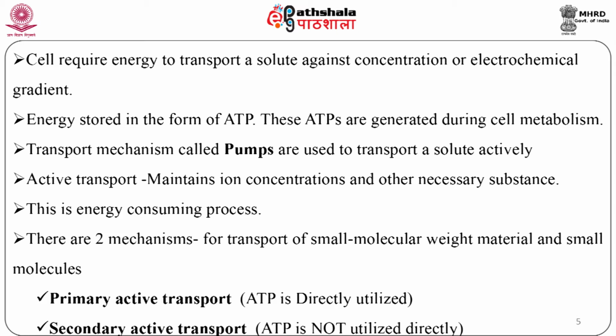There exist two mechanisms for the transport of small molecular weight material and small molecules. First is primary transport, which we have already seen in an earlier module, and second is secondary active transport, which describes the movement of material that is due to the electrochemical gradient established by primary active transport and does not directly require any energy. In this module, we will be studying the modes of secondary active transport.